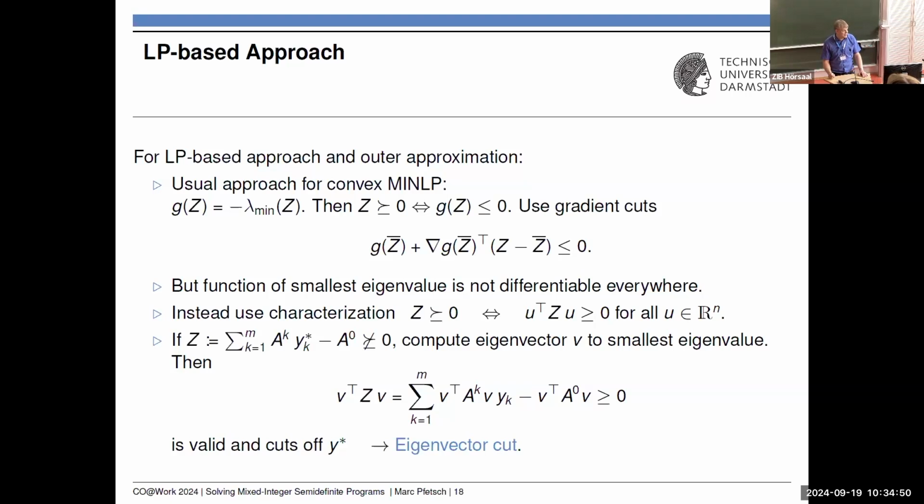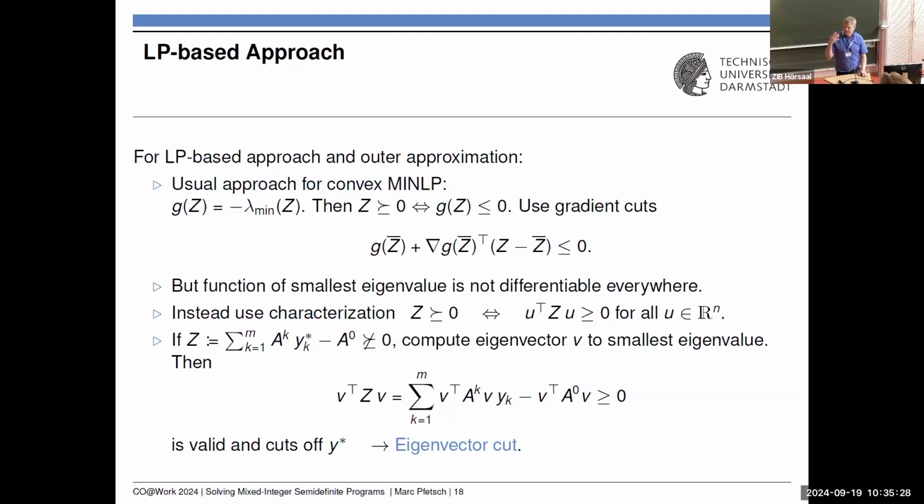We take the characterization that Z is positive semi-definite by the very definition if U transpose Z U is greater or equal 0 for all vectors U. Imagine the matrix that we want to be positive semi-definite. This is this matrix here, which I call Z, for some vector y star that comes from the relaxation. And imagine it's not positive semi-definite. We want to enforce that. Then we compute an eigenvector V to the smallest eigenvalue.